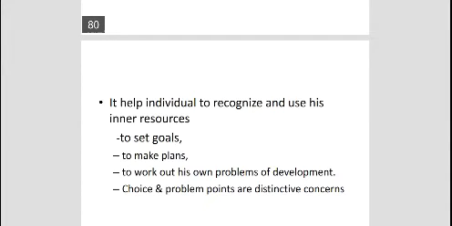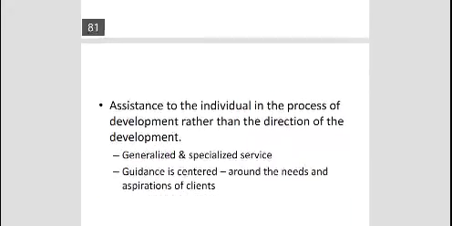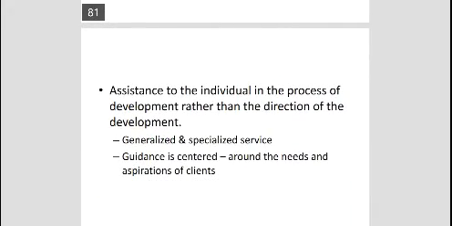It helps individuals to recognize and use these inner resources, to set goals, to make plans, to work out his own problem of development. Choice and problem points are distinctive concerns. Assistance to the individual in the process of development rather than direction of the development. Generalized and specialized service guidance is centered around the needs and aspirations of clients.